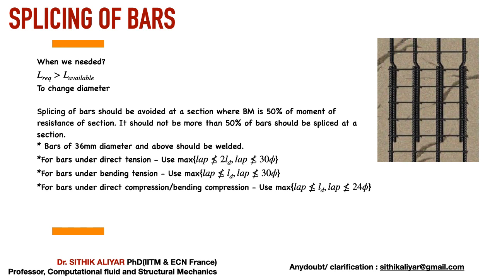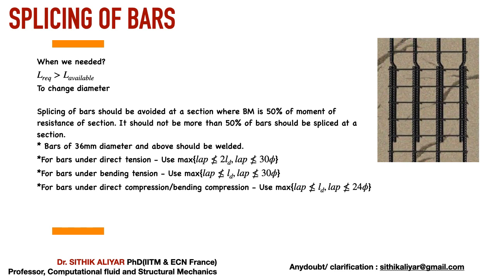Next thing is called splicing of bars. In the first session, I discussed that the length of the steel bar available in the market will be 6 meter or 12 meter, but consider your beam is around 25 meter, 30 meter. Okay, a very long beam. So you cannot have such a steel bar. Then you have to do the splicing, as shown in the figure on the right side. There you should have a splicing. How much lap to be provided?